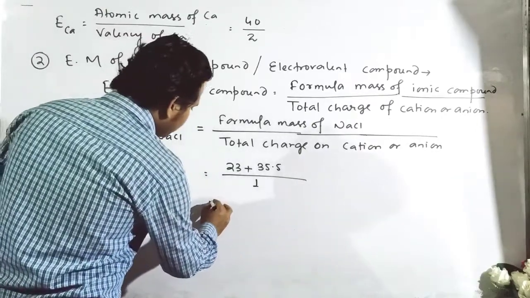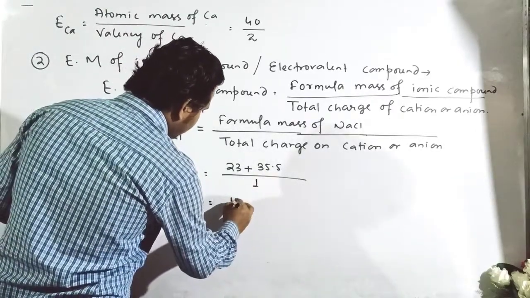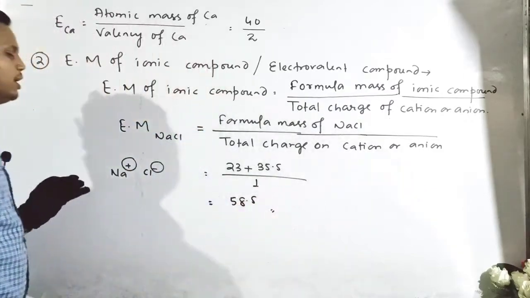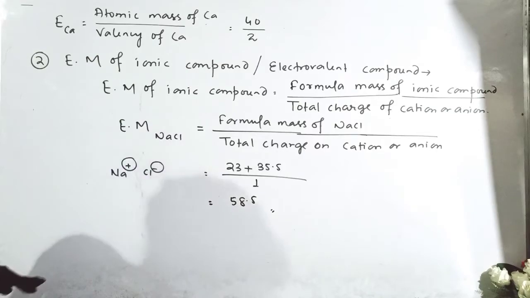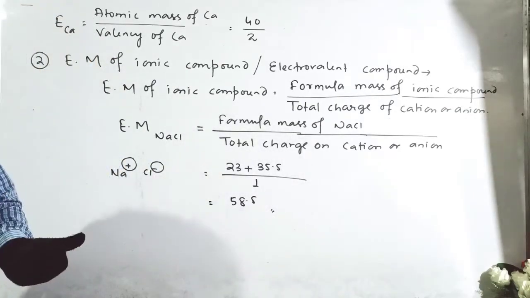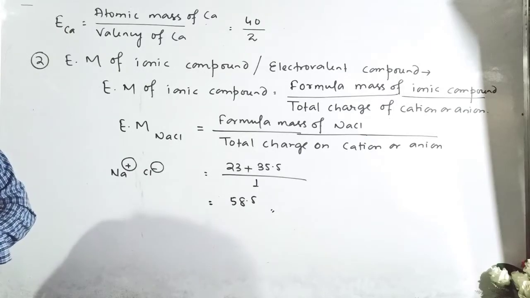What will be the result? 58.5 by 1. So this is the equivalent mass. In the same way we can find others. So take another example of an ionic compound.